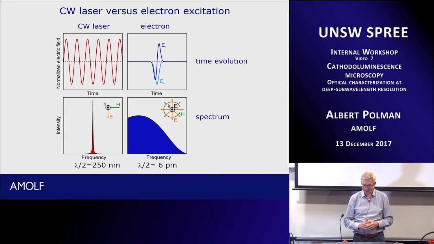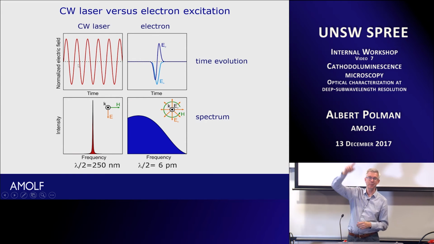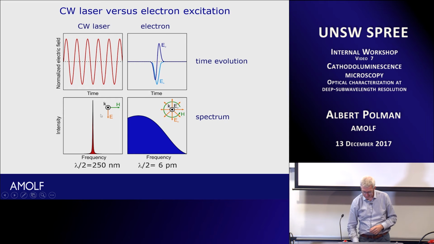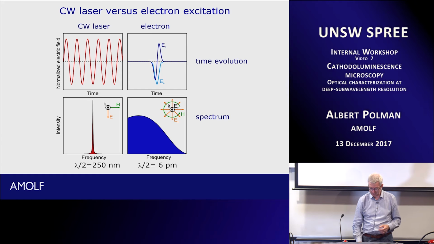So just to summarize that, what is the difference between a laser and an electron beam? If you have a continuous wave laser, the electric field just oscillates in time and has one frequency, right? So the frequency is very well defined. I have a helium-neon laser at one wavelength. And the diffraction limit is half the wavelength, 250 nanometer.